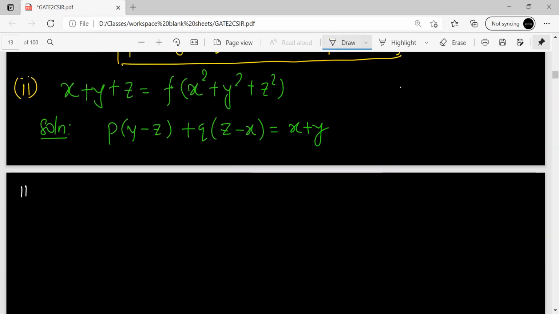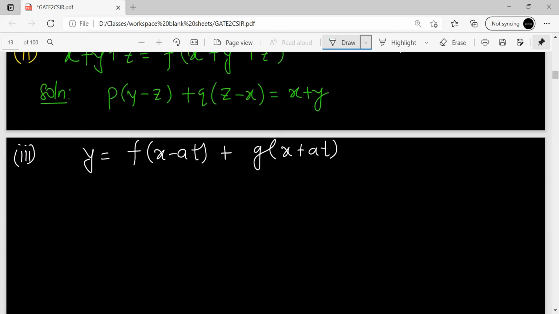Now, problem number 3. Let's say I've got f of x minus at plus g of x plus at. I've got the two arbitrary functions f and g. So here, when you eliminate these arbitrary functions, you don't have to worry about the constant because these are arbitrary functions. So you simply do this.